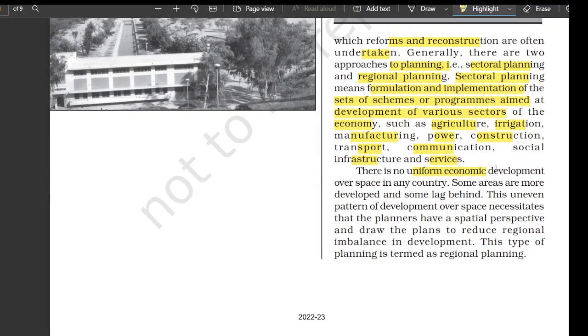There is no uniform economic development over space in any country. Some areas are more developed and some lag behind. This uneven pattern of development over space necessitates that the planners have a spatial perspective and draw the plans to reduce regional imbalance in development. This type of planning is termed as regional planning.